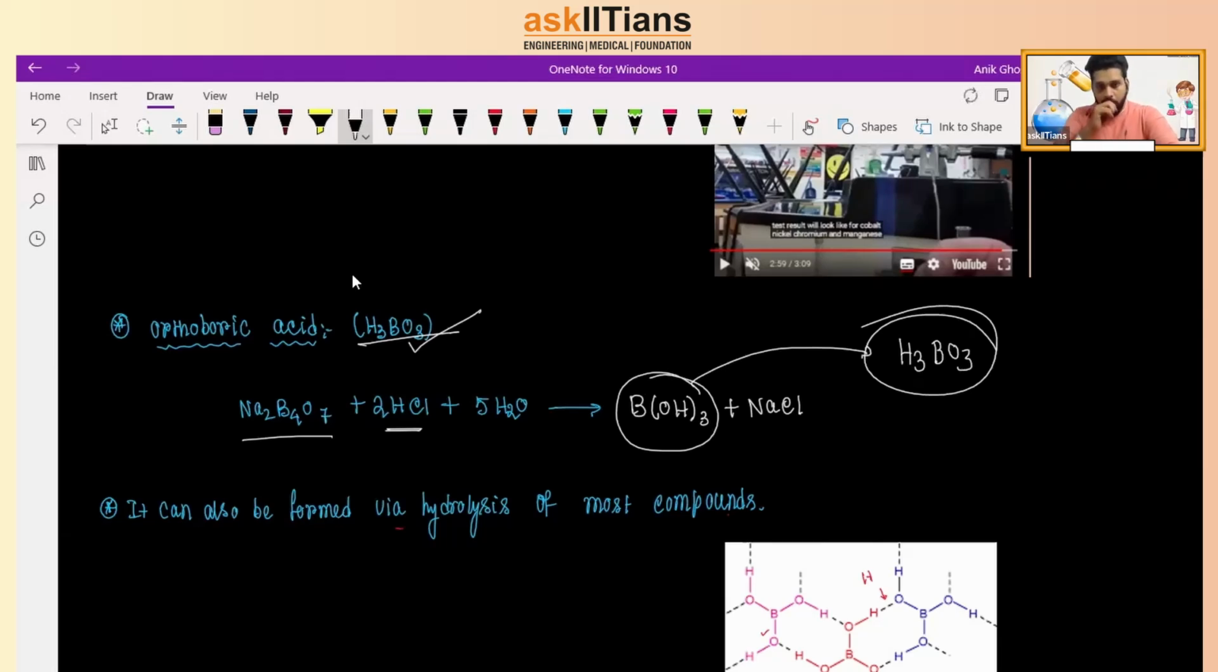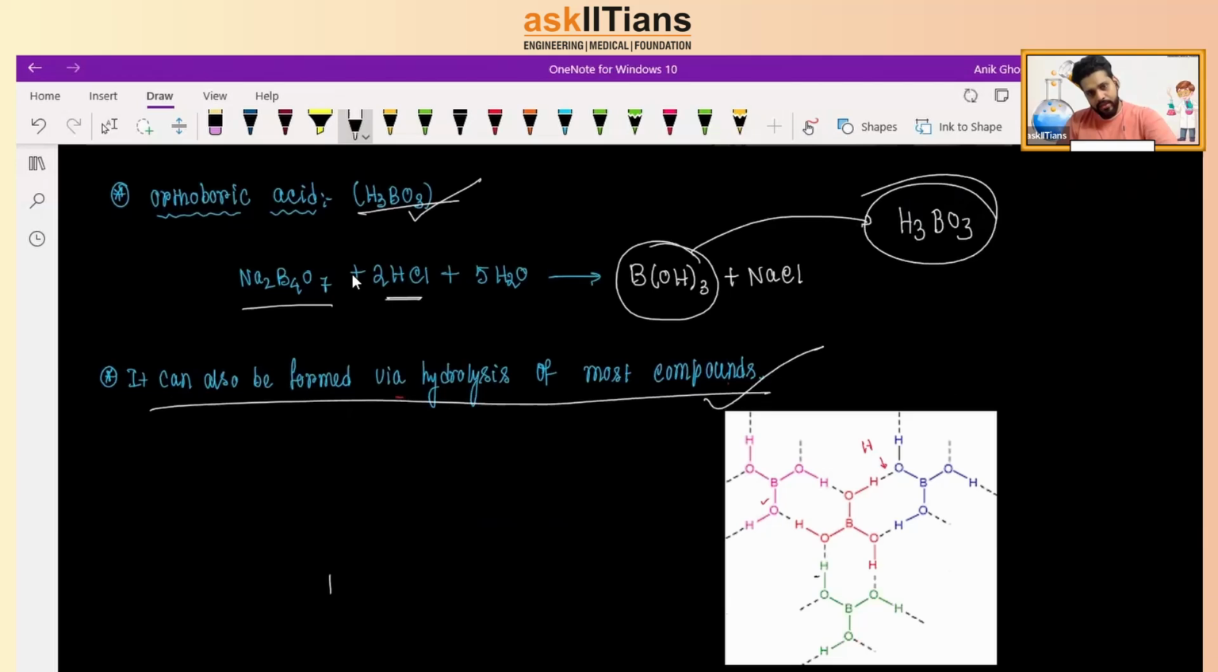Now, just the way I told you, H3BO3 is a hydrolysis product of most of the compounds. You can see that is what I'm showing here. H3BO3 looks like this. It looks exactly like H3PO3, same kind of thing. But now you can clearly understand, guys, that these H3BO3 molecules are capable of making hydrogen bonding, right? From all these sites out there. And that's why they end up making this kind of a structure.